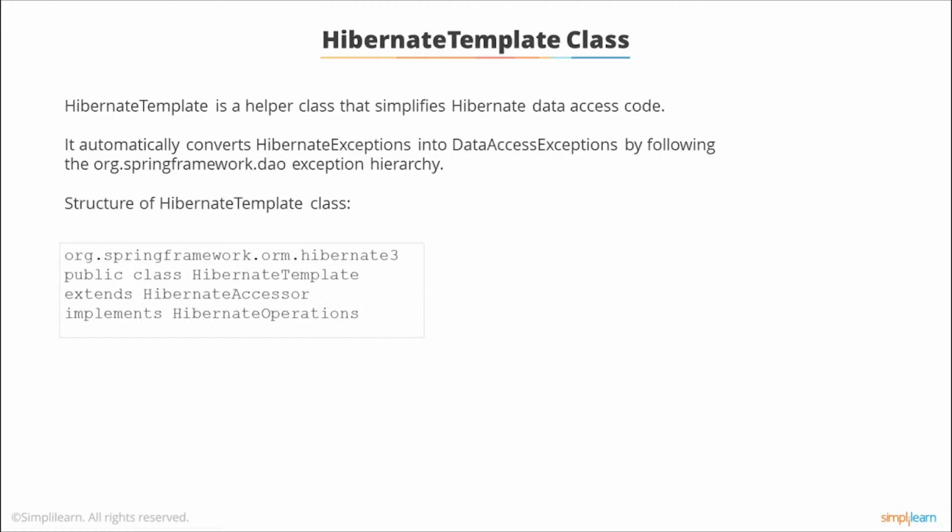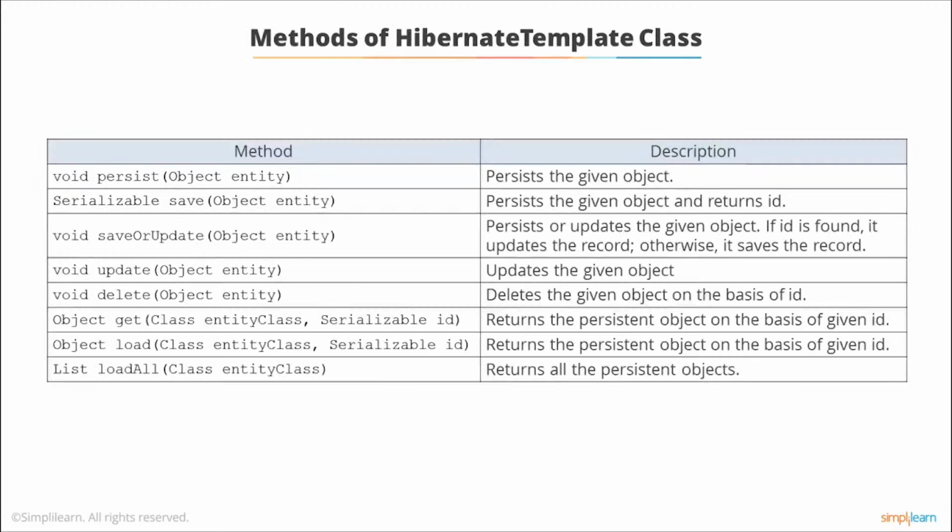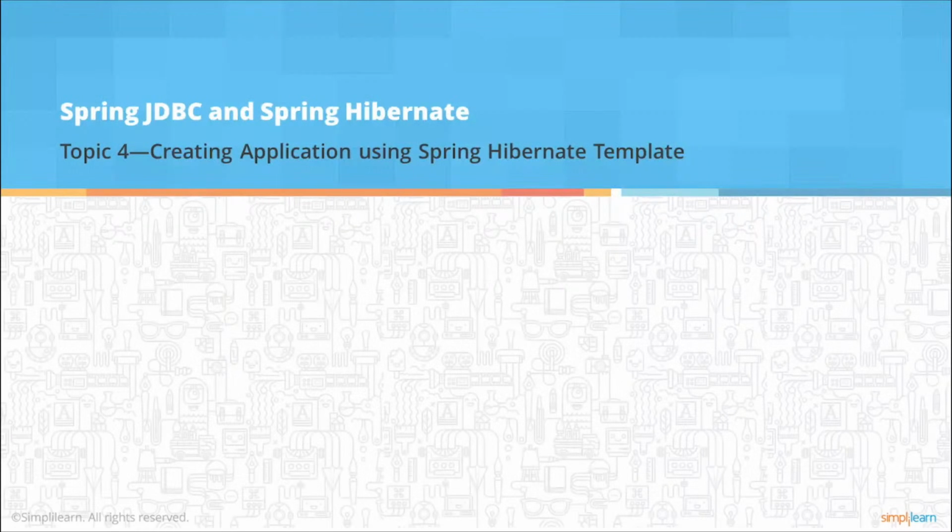The structure of the Hibernate template class: public class HibernateTemplate extends HibernateAccessor implements HibernateOperations. So we have multiple methods available, like persist to save the object, save to persist the given object and return the ID, saveOrUpdate to persist or update the given object, update which updates the object, delete to delete the object, get and load to fetch the object on the basis of the given ID, and loadAll to return all persistent objects. Let's look at how to create applications using Spring Hibernate template.